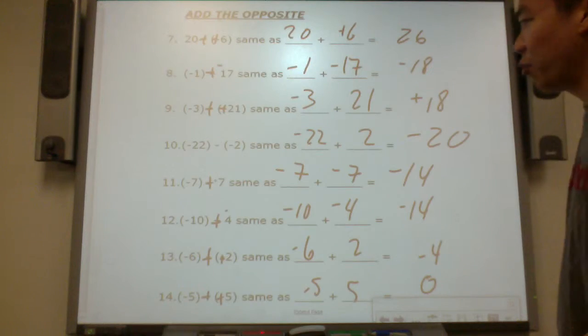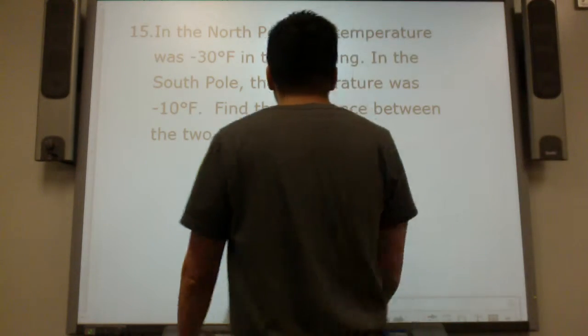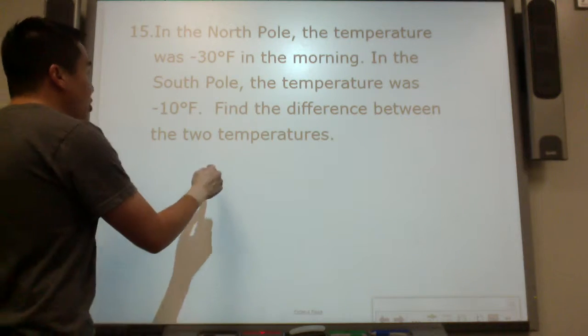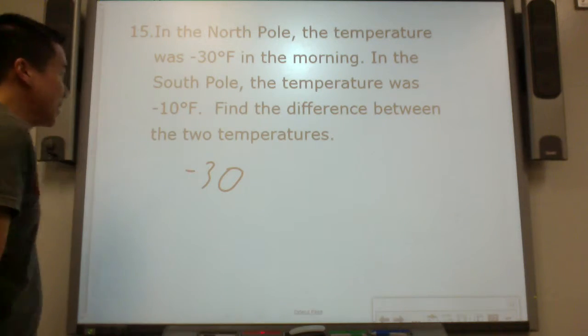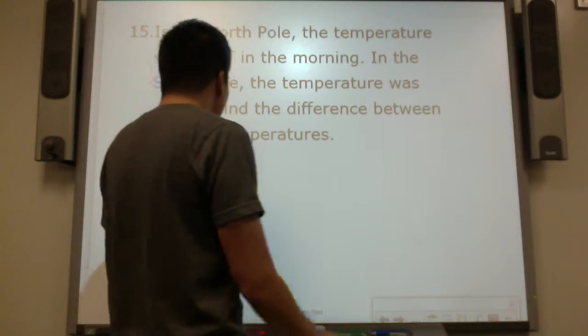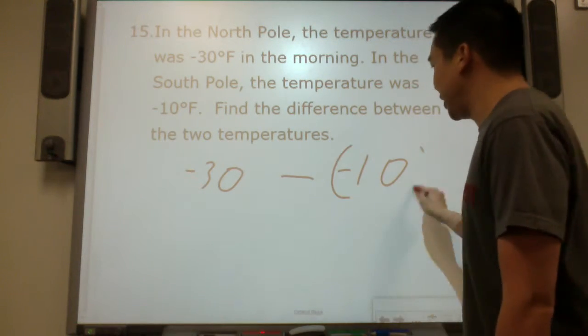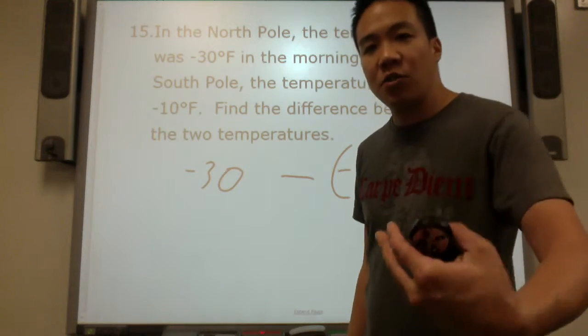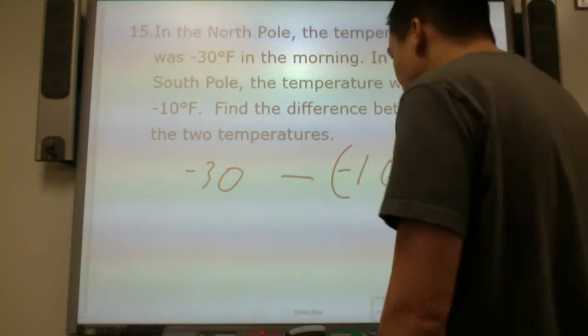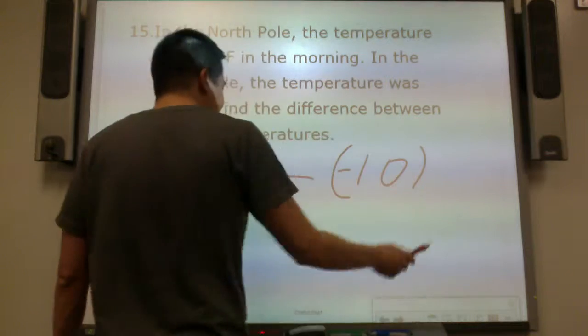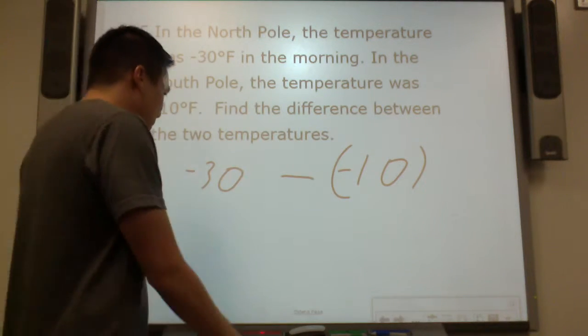So let's try some with a word problem. In the North Pole, the temperature was -30 degrees in the morning. In the South Pole, the temperature was -10 degrees. Find the difference between. Difference means subtract. So you have -30 minus -10.